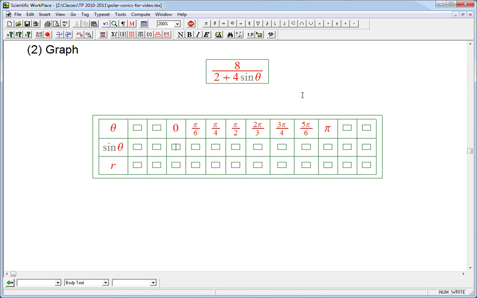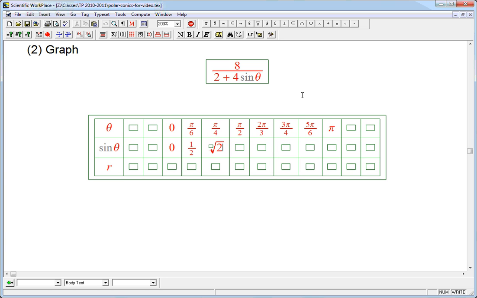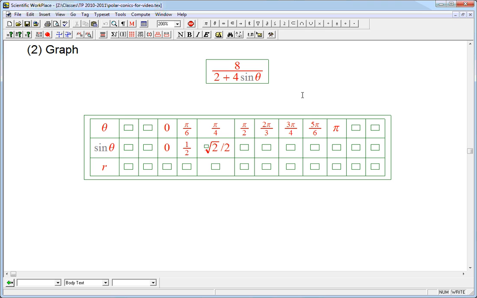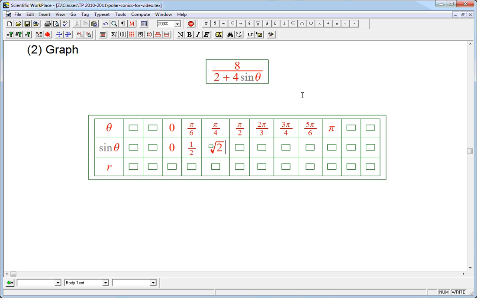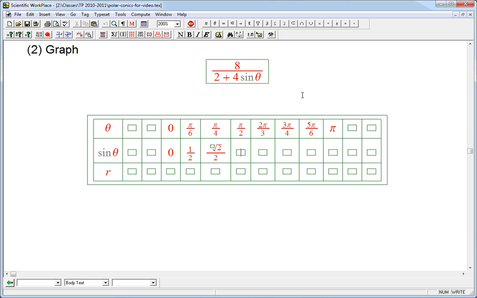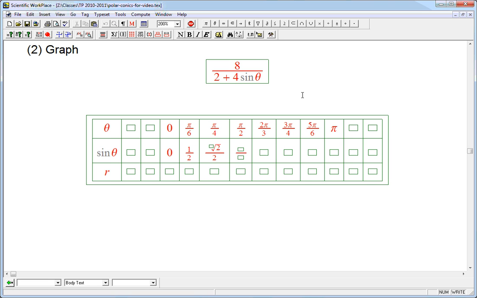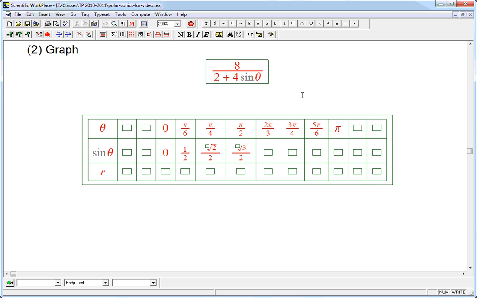So here, let's just put in the sine values. It's 0, 1/2, root 2 over 2. Let's make that a nice fraction. And then root 3 over 2. Oh, whoops, I forgot a pi over 3.